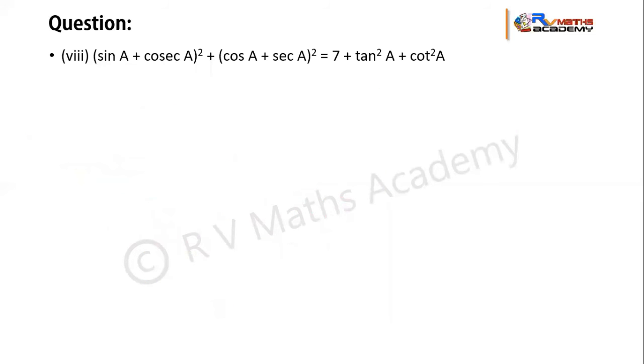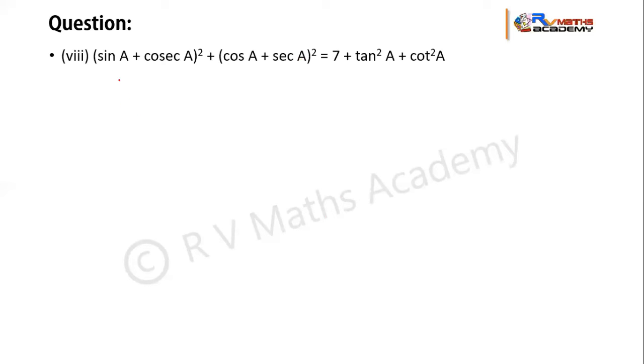Now, (sin A plus cos A) whole square plus (cos A plus sec A) whole square is equal to 7 plus tan square A plus cot square A. So see here, in the first bracket, you have given sin A and cos A. In the second bracket, you have given cos A and sec A. And one more thing you can see here, the power is given. So first you will solve the power by using the identity (A plus B) whole square, which is nothing but A square plus B square plus 2AB.